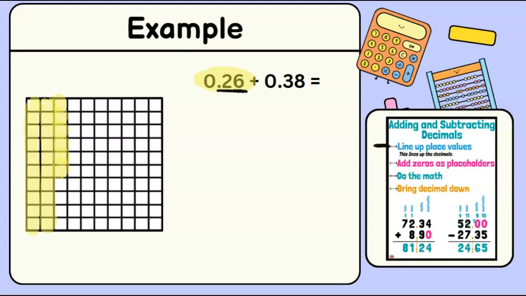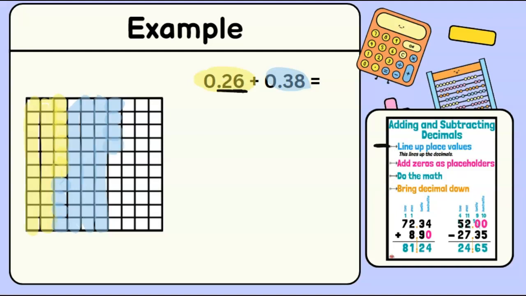Next, I'm going to look at my second number. So I have 0.38. I'm going to follow those same steps and I'm going to shade in according to what it says in the tenths and what it says in the hundredths. So I have 3 in my tenths place. 1, 2, 3 columns. And then I'm going to shade in 8 hundredths, so 8 different boxes. And I'm going to continue over here to complete that column. 1, 2, 3, 4, 5, 6, 7, 8.